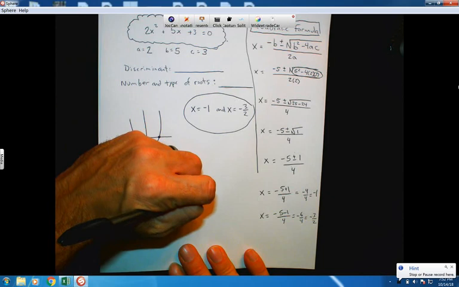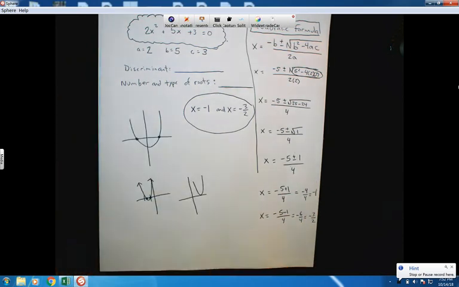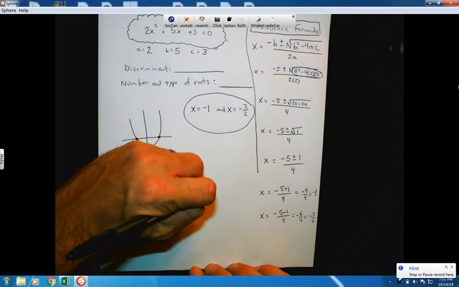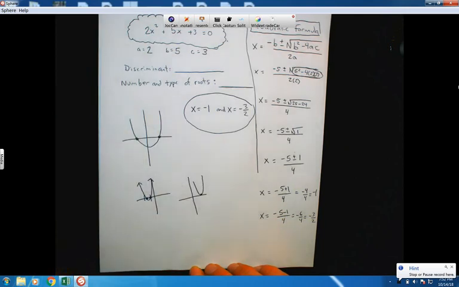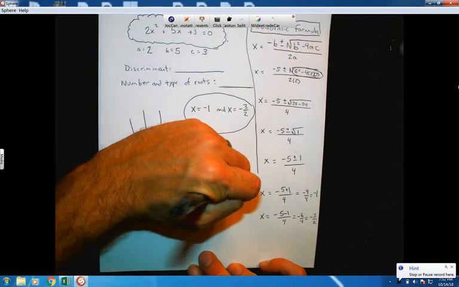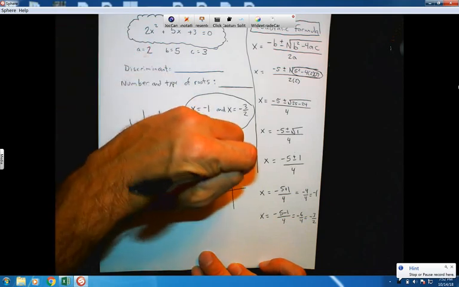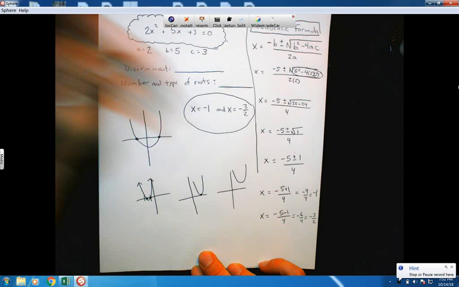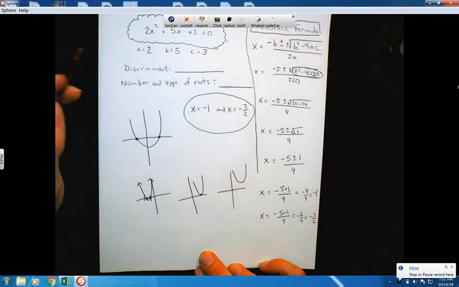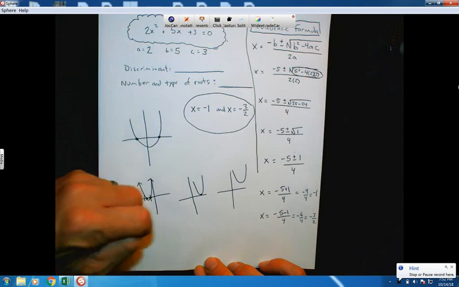Hopefully you would see that it's possible that a parabola could just barely touch the ground and bounce off. And in that case, it only has 1 solution. And I bet it wouldn't be too hard for you to imagine that it could also not have any solutions at all. Like, look at this one. This one never hits the ground.